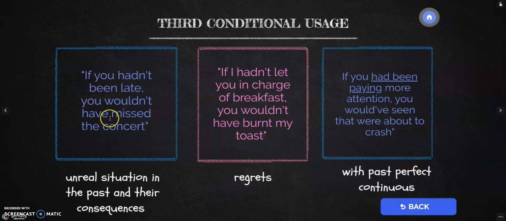The first case, if you hadn't been late, you wouldn't have missed the concert. Si no hubieras llegado tarde, no te habrías perdido el concierto. So this is an unreal situation in the past. Es una situación irreal en el pasado porque llegaste tarde. La realidad es que llegaste tarde. Pero si no hubieras llegado, ahí está la situación irreal. La consecuencia, ¿cuál habría sido? Pues que no te habrías perdido el concierto.